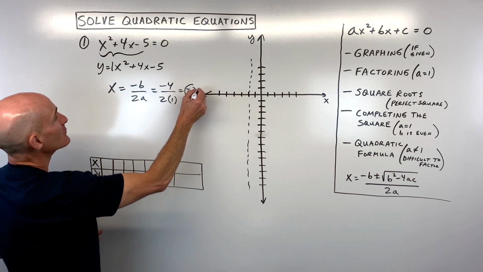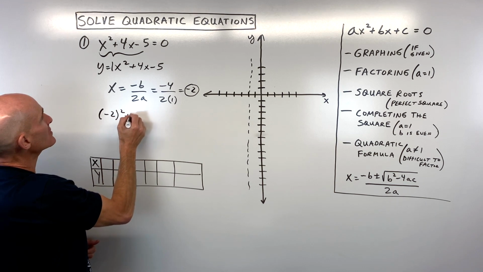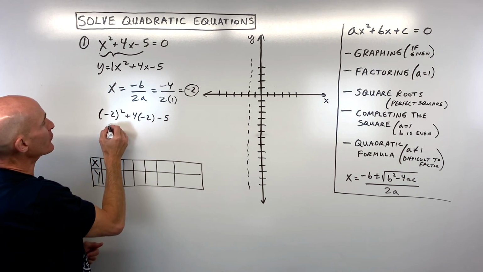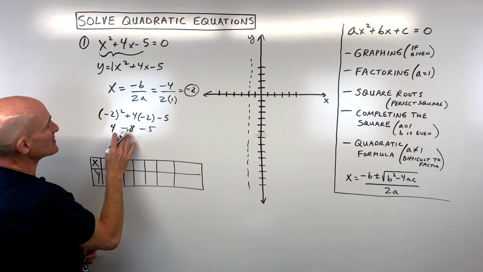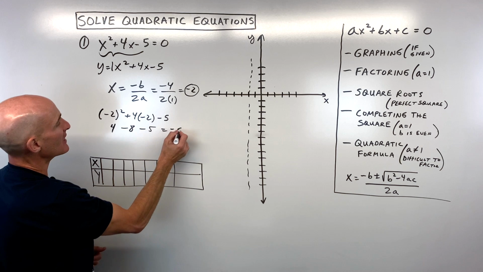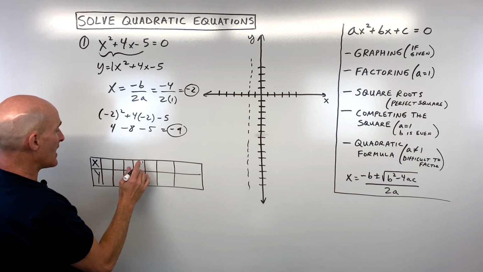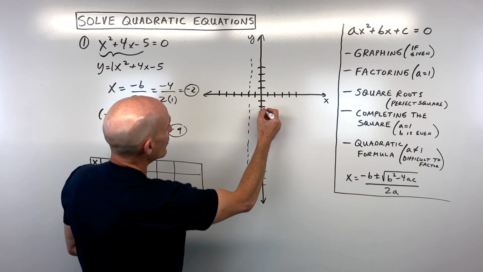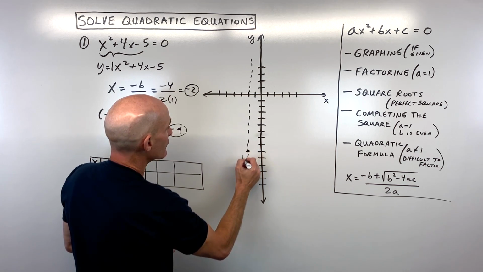But if we take the negative 2 and we put it back in for x, we can solve for the y-coordinate of the vertex. So that comes out to 4 minus 8 minus 5. So that's negative 4 minus 5, which is negative 9. So you can see here that our vertex is going to be at negative 2, negative 9. So let's plot that. 1, 2, 3, 4, 5, 6, 7, 8, 9. Right there is our vertex.